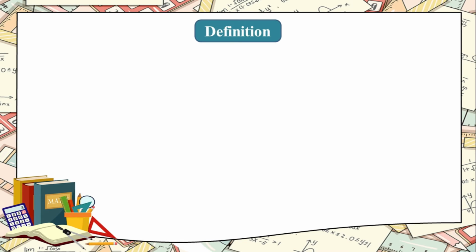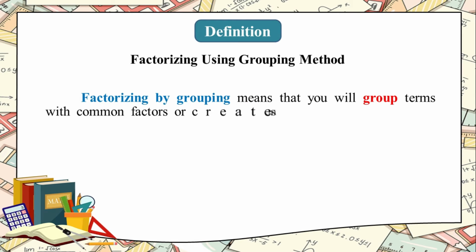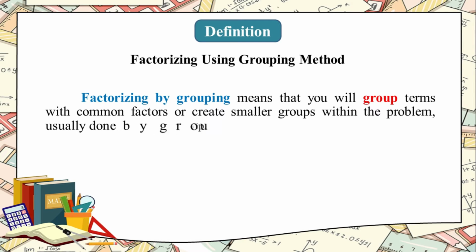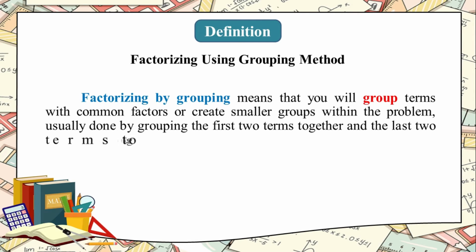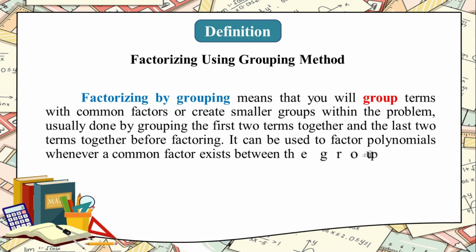What is factorizing using grouping method? By definition, factorizing by grouping means that you will group terms with common factors or create smaller groups within the problem, usually done by grouping the first two terms together and the last two terms together before factoring. It can be used to factor polynomials whenever a common factor exists between the groupings.